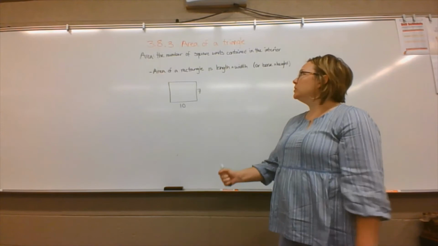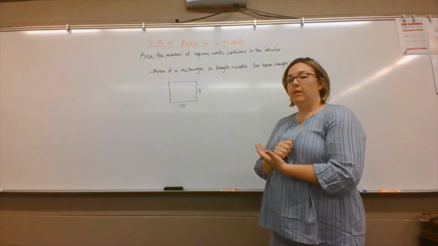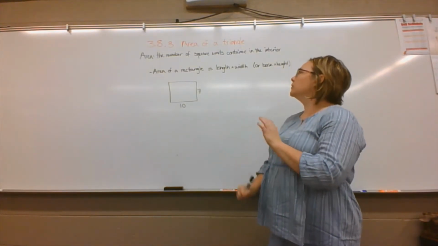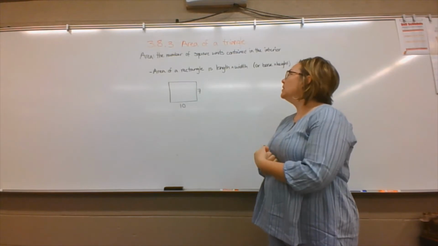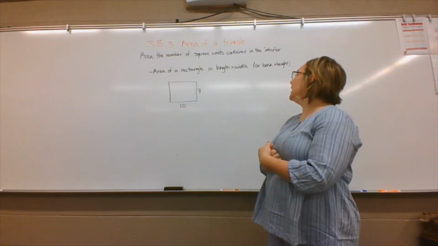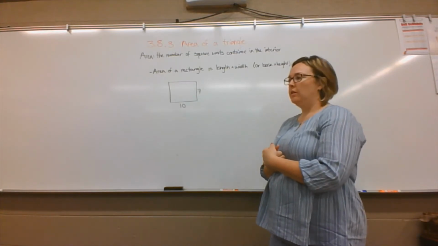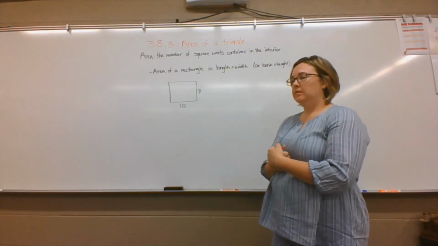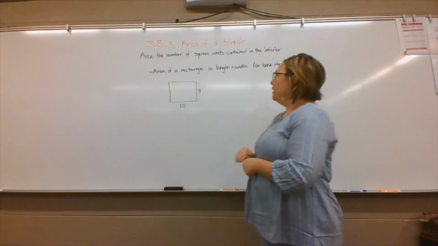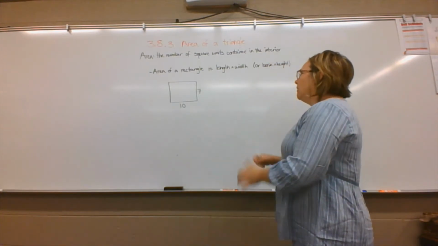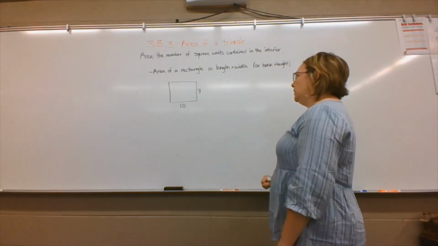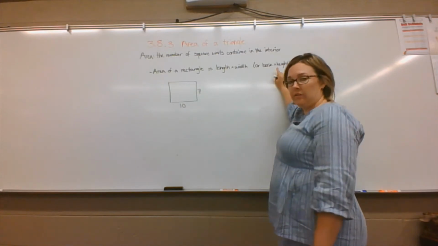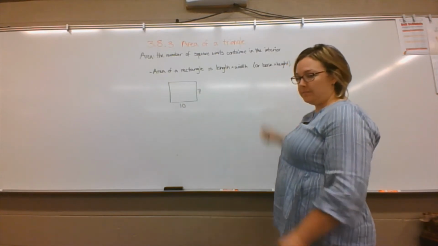All right, so in quiz 383, you're asked to find the area of a triangle. The area is the number of square units contained in the interior. And just as a quick review, the area of a rectangle is length times width, or you could also think of it as the base times height.